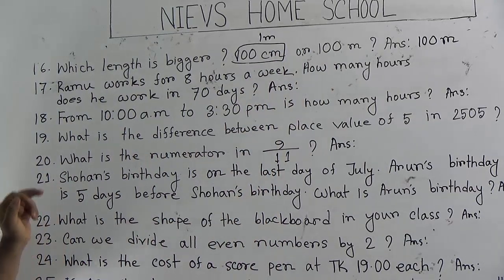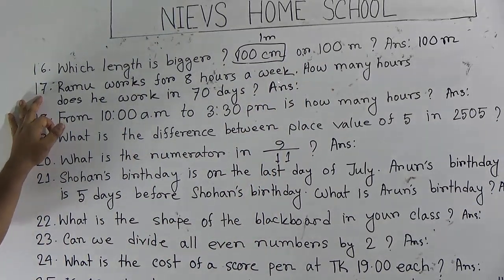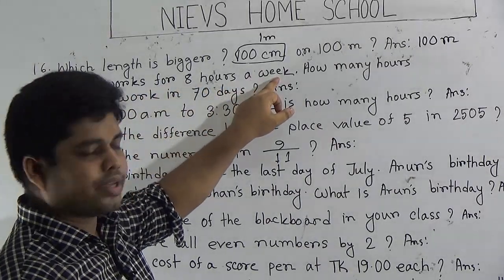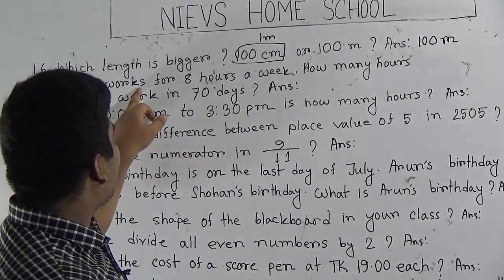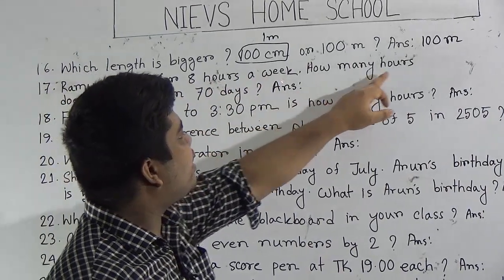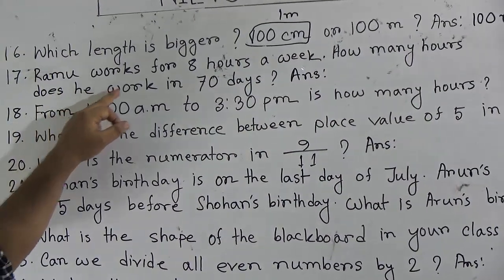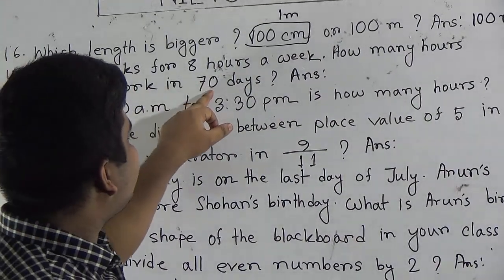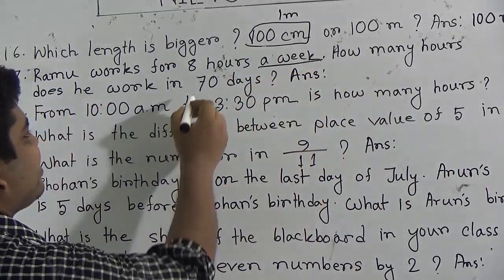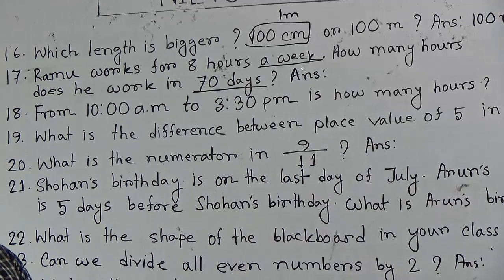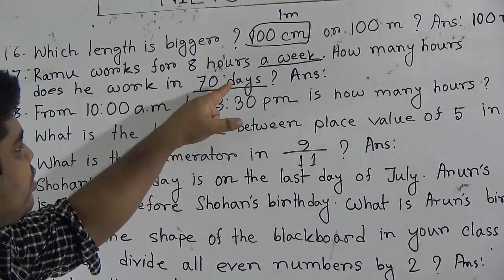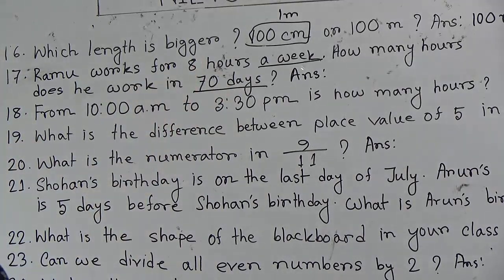Our next question is question number 17. Here Ramu works 8 hours a week. I repeat, Ramu works 8 hours a week. How many hours does he work in 70 days? Here it is a week, but here it is days. For this reason, we convert these days into weeks. Then you multiply that number of weeks with 8 and finally we get the answer.